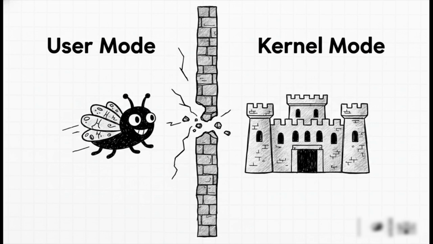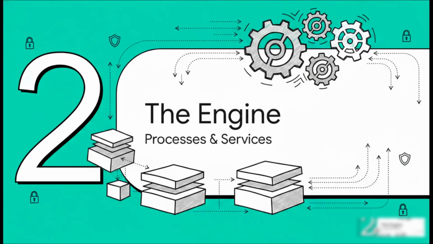So here's the crucial takeaway. The main goal for most sophisticated malware is to pull off something called privilege escalation. Basically, they're trying to find a weak spot, a vulnerability that lets them jump the fence from the restricted user mode into the all-powerful kernel mode. And if they succeed, they get complete control. It's game over. All right, let's move up to the next layer and see how this all connects.